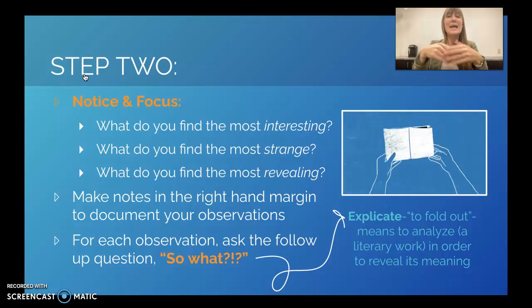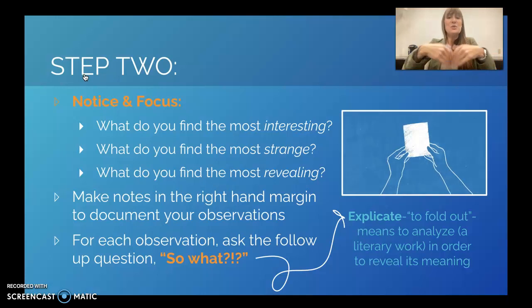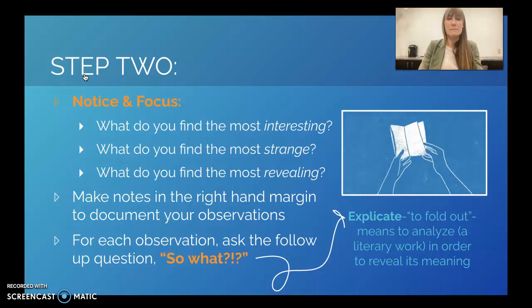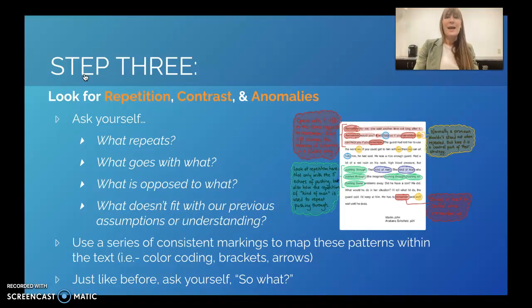This is called explicating a text. The word explicate actually means to fold out, right? Think about how you reveal the deeper meaning by asking those questions and making those inferences. Now, even though you've been through the text twice at this point, we're not done yet. We have one last phase.